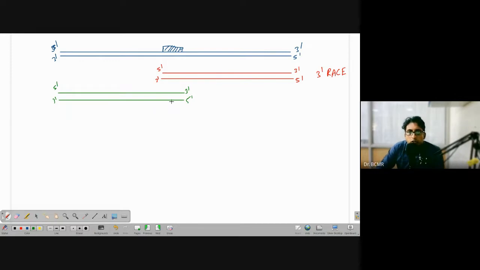Now I will mix these two RACE products. This is the 5' RACE. I mix these two products, denature them, and re-anneal them. So we can have different types of products, out of which the hybrids would be something like this. You can see this top strand at least will be able to base pair with the bottom strand of the red one, isn't it? So we would get something like this.